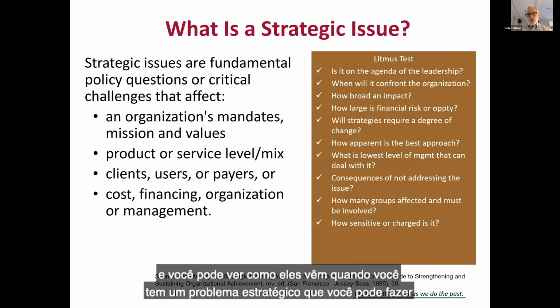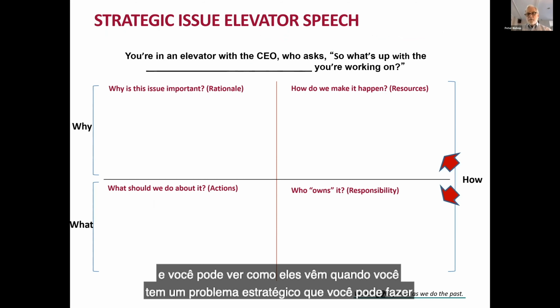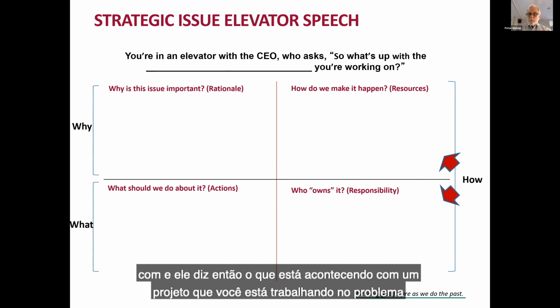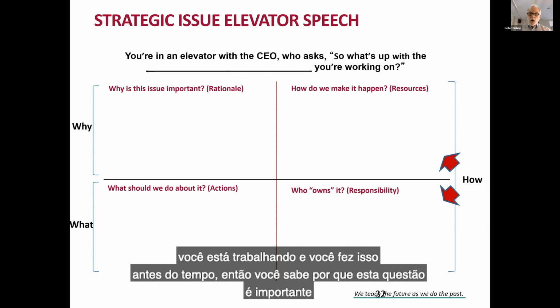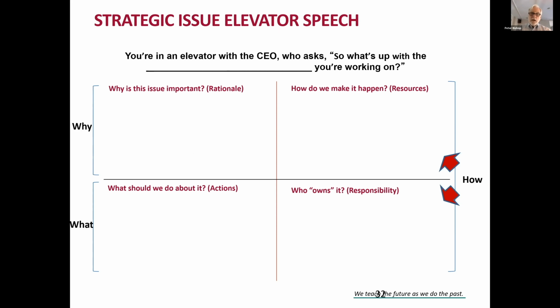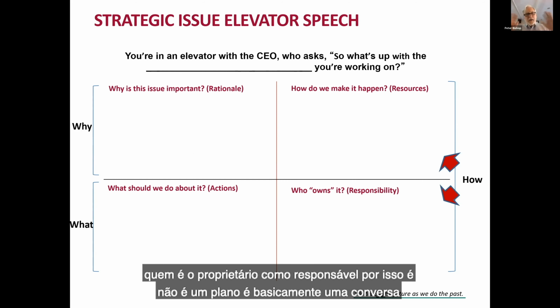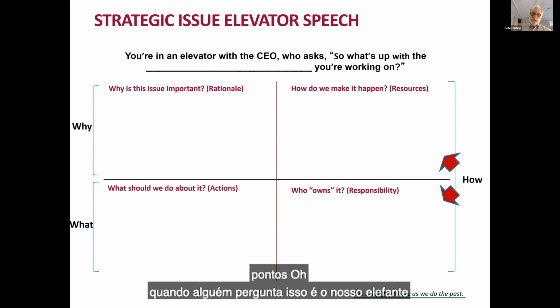Once you have a strategic issue, you can then do, and this is the last thing, an elevator speech. Imagine you're in an elevator with us, and he says, so what's up with the project you're working on, the issue you're working on? And you've done this ahead of time, so you know why this issue is important, the why, what we should do about it, the what, and two hows. How do we make it happen, and who owns it as responsible? So this is not a plan. It's basically talking points. When somebody asks, this is our elevator speech.